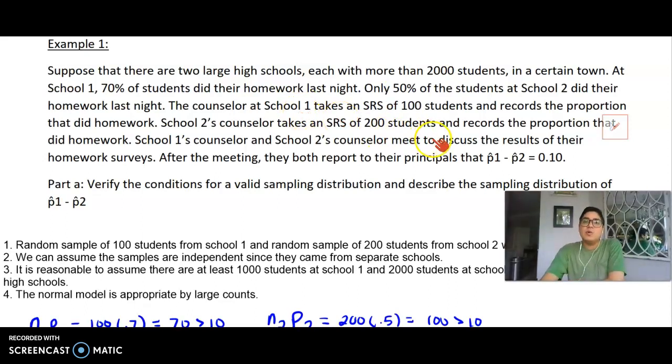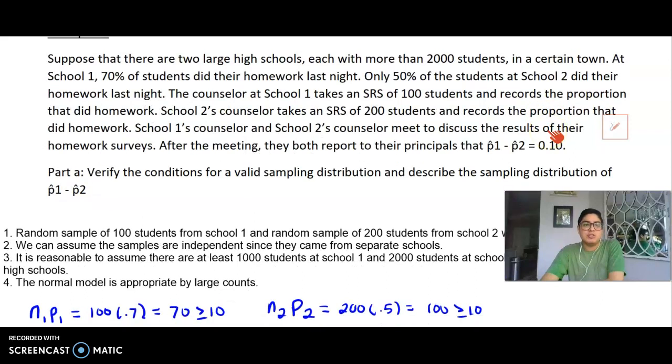Now, the counselor at school 1 will take an SRS of 100 students and record the proportion that did their homework. And the counselor at school 2 will take an SRS of 200 students and record the proportion that did their homework. Now, the two counselors are going to meet to discuss the results, and after meeting, they both report to their principals that the sample difference is about 10%.